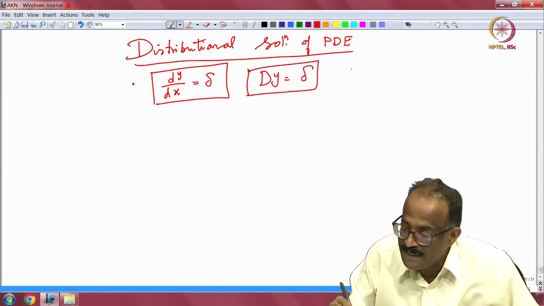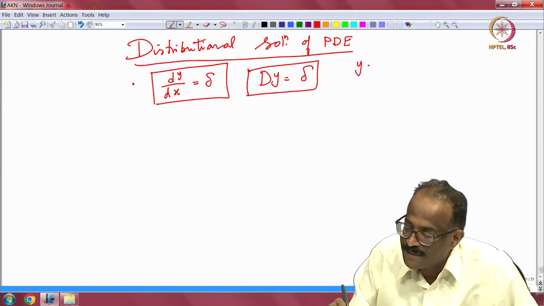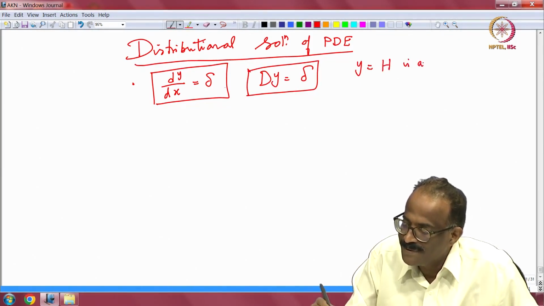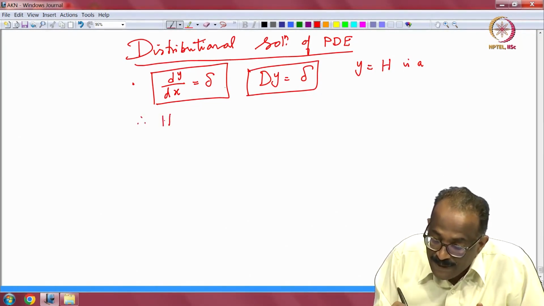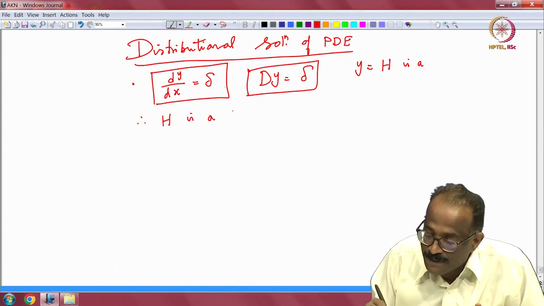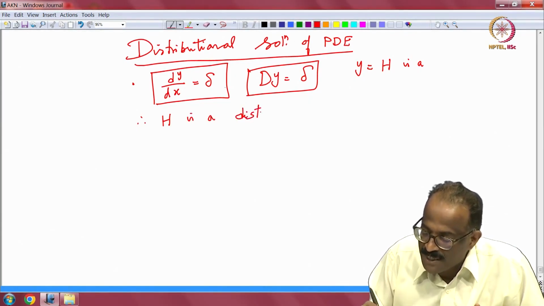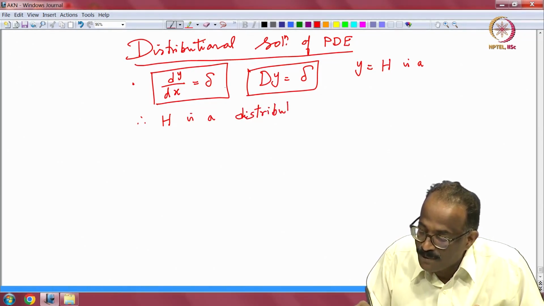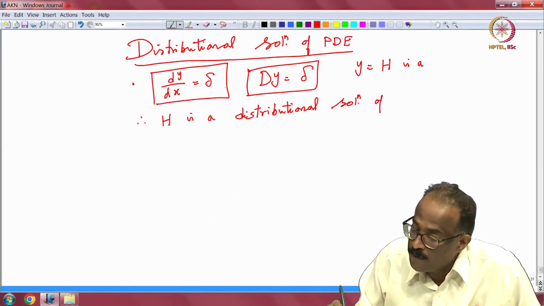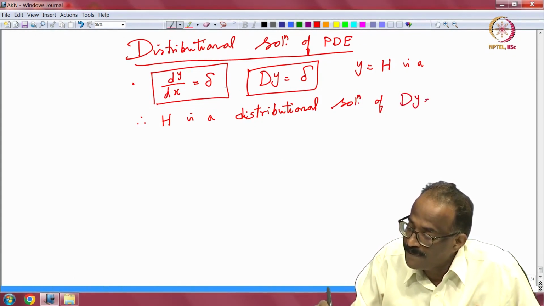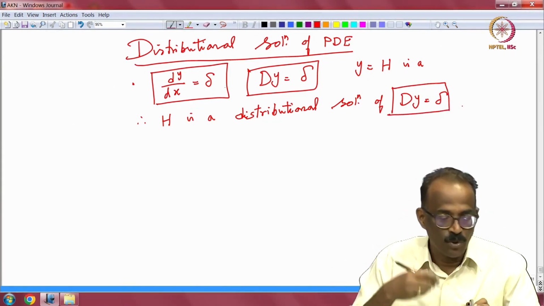Then we have seen that y equal to h is a solution, right. So, y equal to h is a solution. Therefore h is a distributional solution. I will come to the definitions. Not in the classical way, it is a distributional solution of dy equal to delta, where delta is a measure or a distribution.